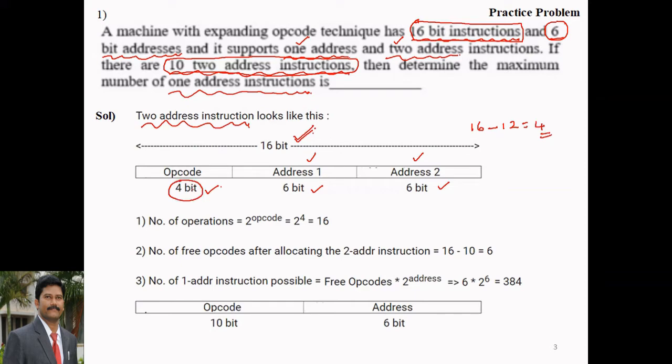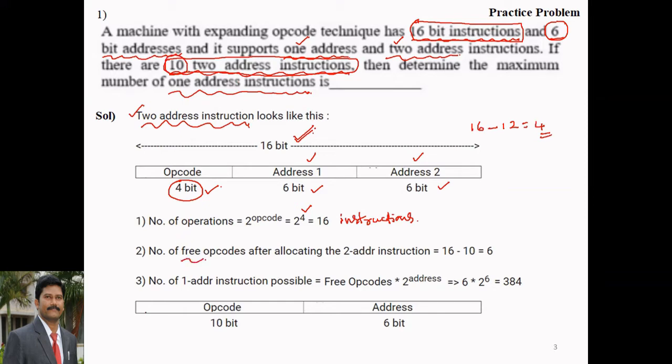How many instructions can this CPU support if it uses two address instructions? The number of operations equals 2 power opcode bits, 2 power 4, which is 16 instructions, the maximum possible. But how many two address instructions are given? 10.